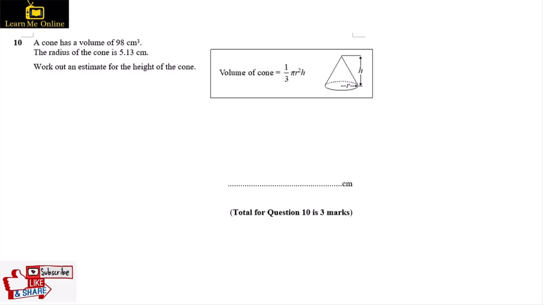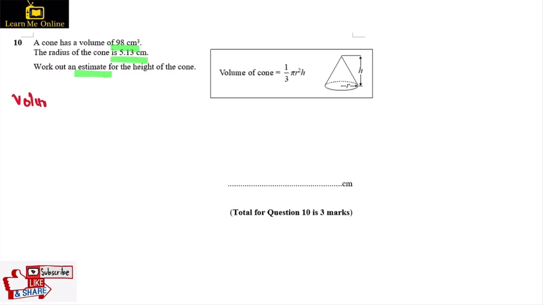Okay, so here we have the next exam question. It says that there's a cone and the volume of the cone is 98. The radius of the cone is 5.13. Work out an estimate for the height of the cone. Remember, the keyword over here is estimate. So we are not using the numbers that are given to us. But first, we're going to find out what these numbers would be approximated to.